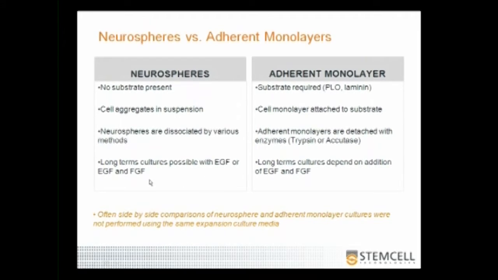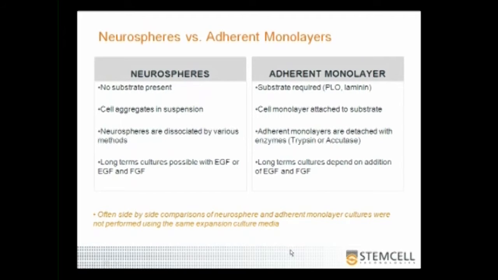Long-term cultures can be generated from E14 mouse cells in EGF-containing media only for the Neurosphere cultures. For adherent cultures, EGF and FGF have to be used. The adherent culture system therefore offers an alternate culture system to isolate and culture neural progenitor cells.